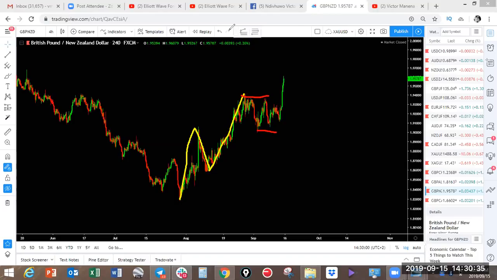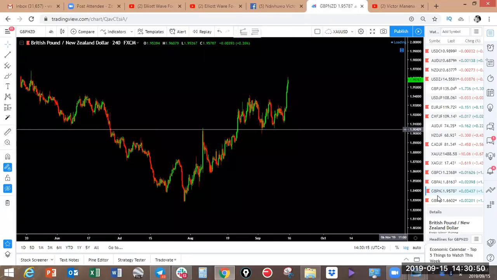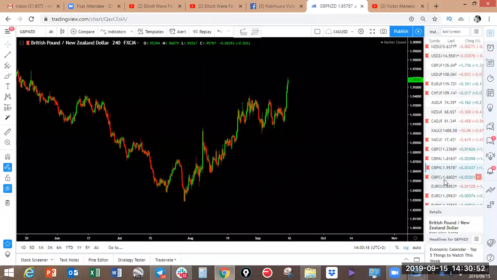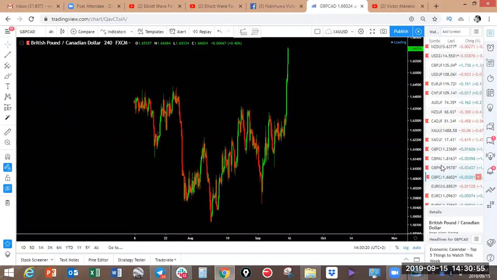So you move to the upside, that's what we're expecting, a 1, 2, 3. Then that will be a WXY structure that we expect on pound New Zealand. So what do you do now? You keep buying as you get pullbacks. So pound overall, it's a move to the upside.